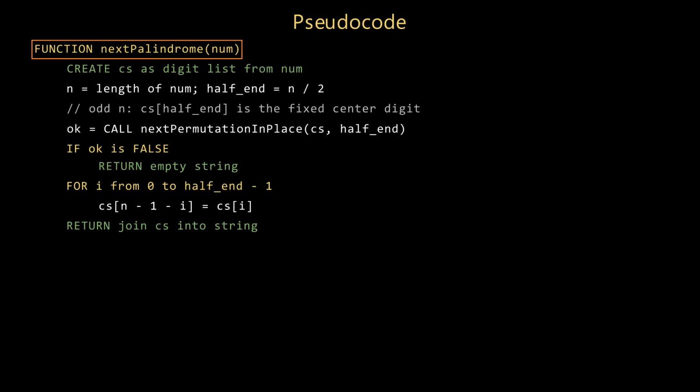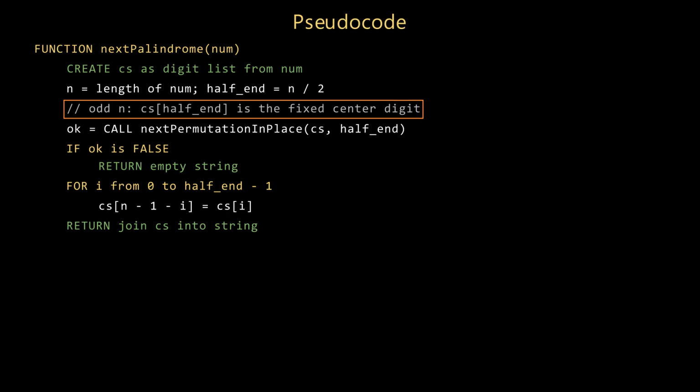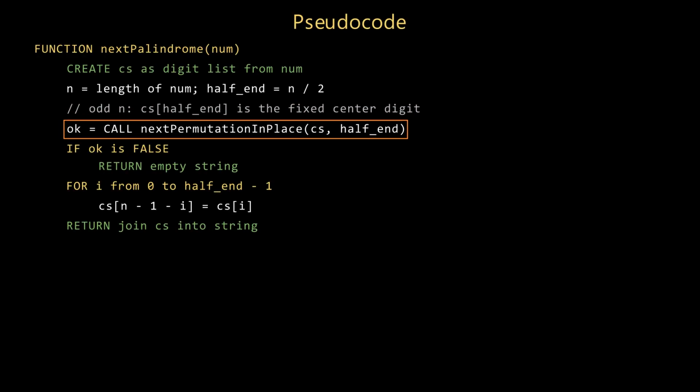Function next palindrome takes the digit string number. Build a mutable digit list CS from the input. Store n and set half_n to n divided by 2. On odd lengths, the digit at half_n stays fixed as the center. Call the helper to advance the left half to the next permutation.